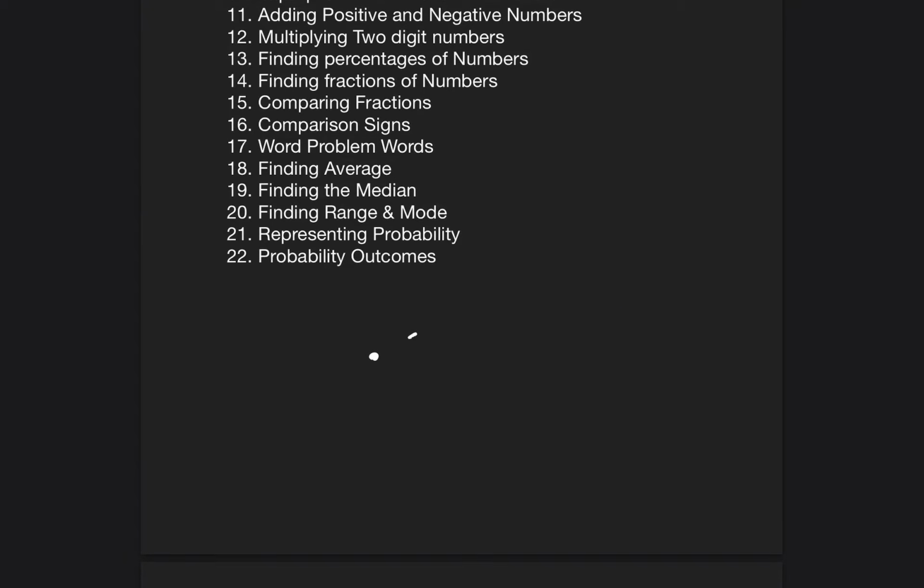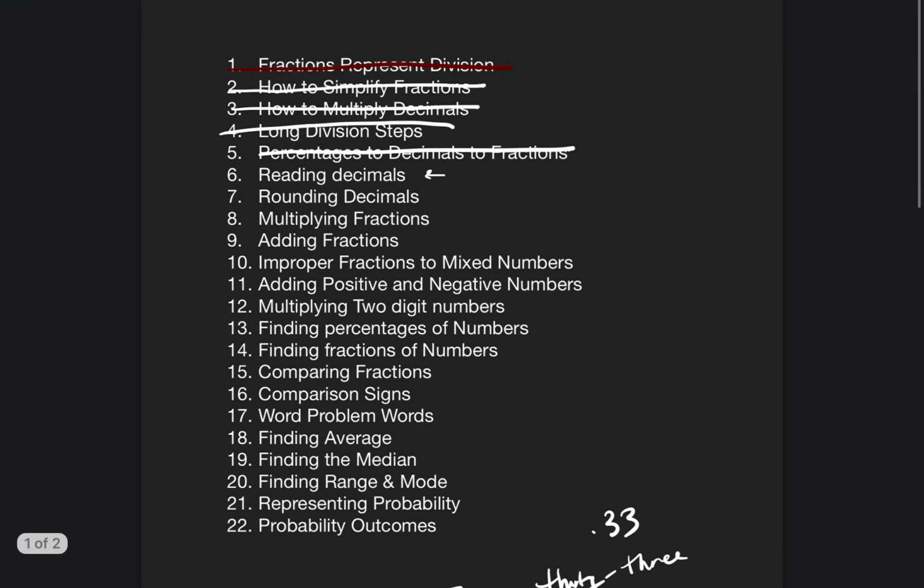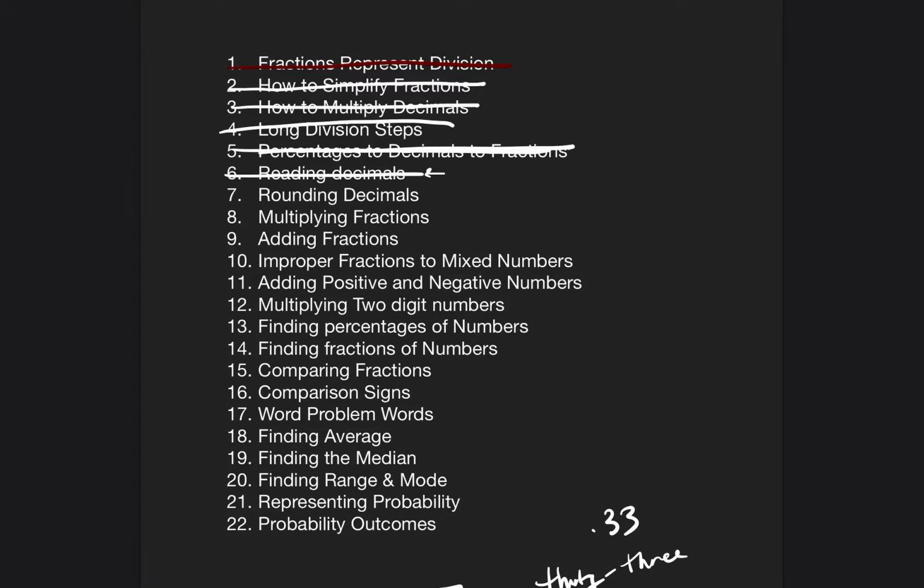So if I have 0.33, this 3 is in the tenths place, and this 3 is in the hundredths place. So how would I read this? I would say 33, and then for the last digit, you say what place value it's in. Hundredths. So I would read this by saying 33 hundredths. Okay, so let's go ahead and go to rounding decimals.